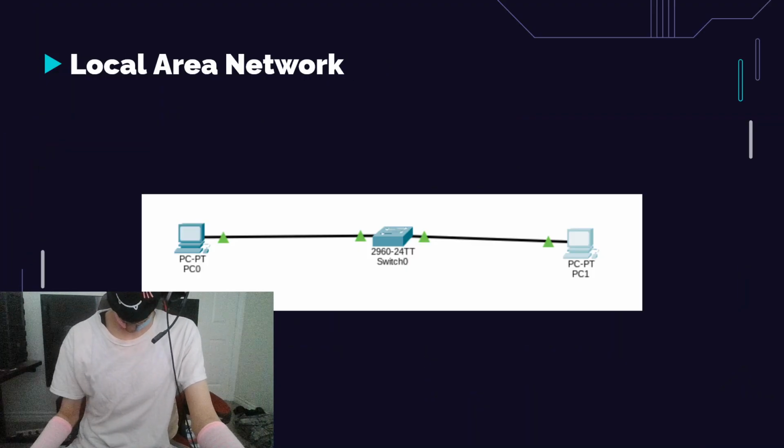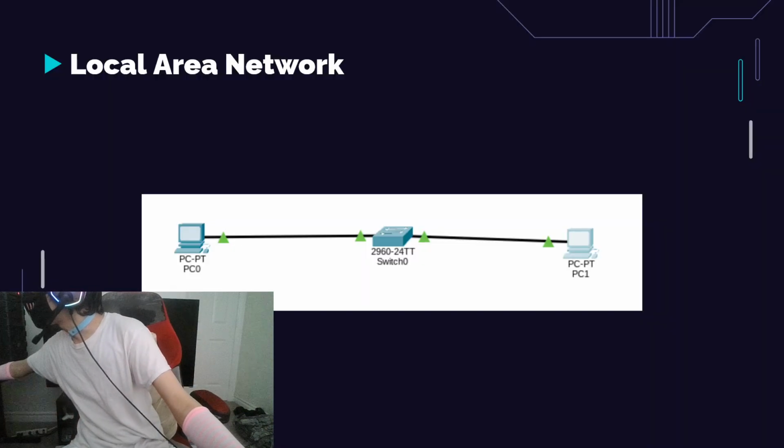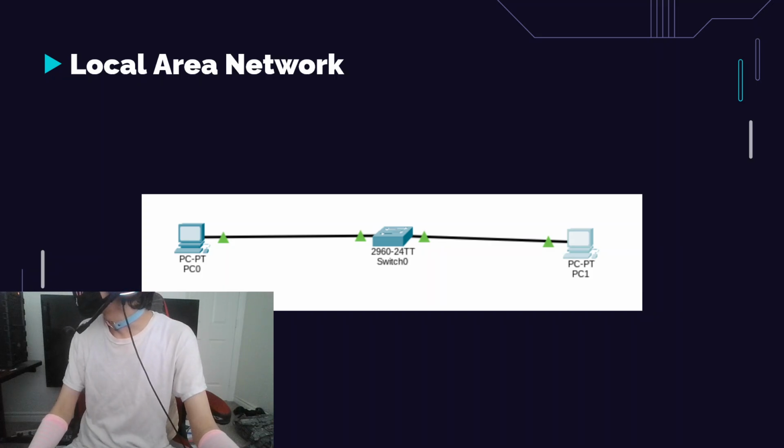This is a local area network that I set up in Cisco Packet Tracer. You'll have the download link in the description if you want to use this program. We'll learn how to use it later on in the lab. But basically you see here there's a switch and two PCs that are connected to each other. That's a local area network. So PC 0 and PC 1 are both in the same local area network, or LAN, L-A-N.